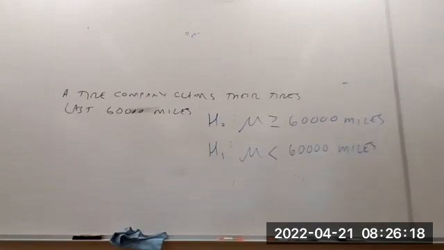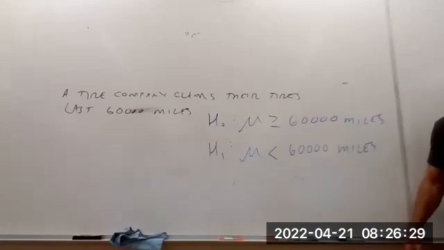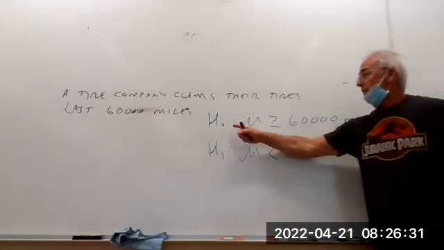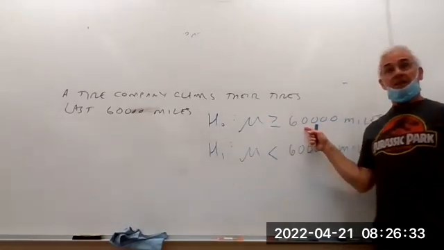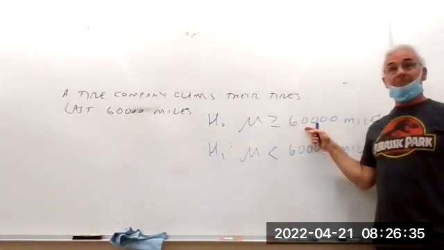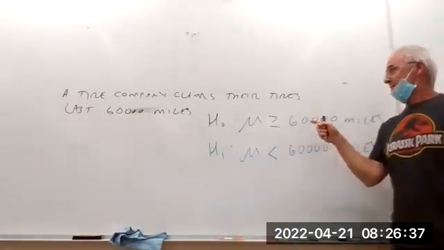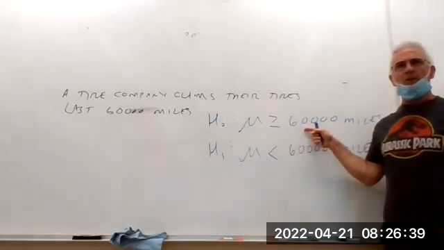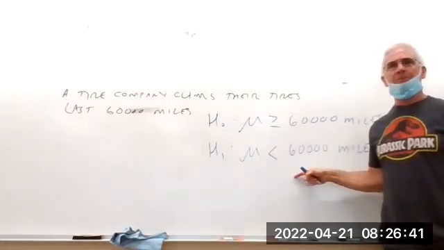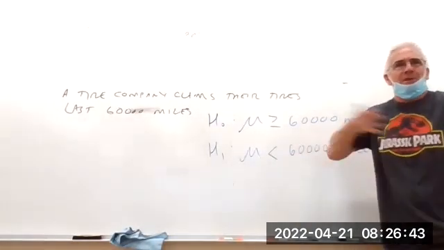Can you repeat that one time? I don't know, it just confused me. So, say them words. The null hypothesis is that you're going to get at least 60,000 miles. That's what greater than or equal is. I mean, you told me that. So, if you're not greater than or equal, then you are less than. And there's no other place to go.